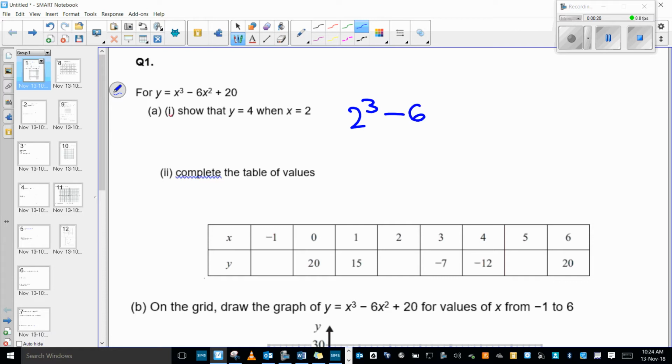Bracket 2 squared plus 20. Then we just simplify that to 8 minus 24 plus 20. Great.